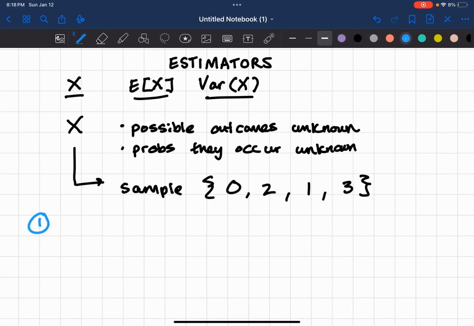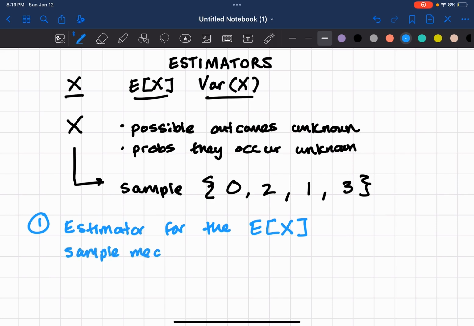First, I'll talk about the estimator for the expectation of x. And the best estimator that we want to use for the expectation of x is, of course, the sample mean. And that's intuitive because we know that the expectation of x is the long-run average. So it should make sense that the sample average is a good estimator.